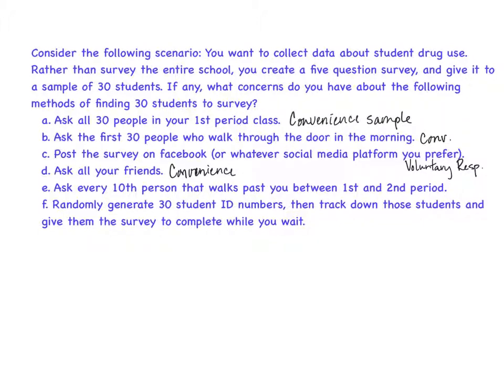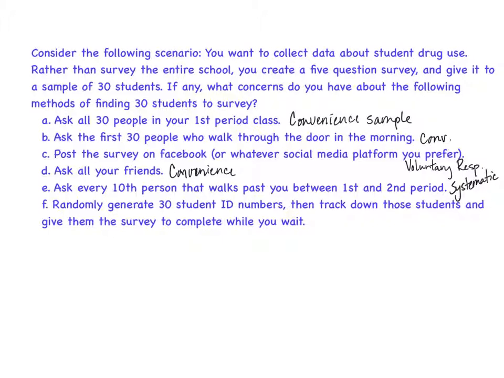Ask every 10th person that walks past you between first and second period. If, practically speaking, that were easy enough to do, that one probably wouldn't be too bad. That's what's called a systematic sample, where there's a system to it. It's not random, but that system doesn't cause an issue around who may or may not be involved in the survey.